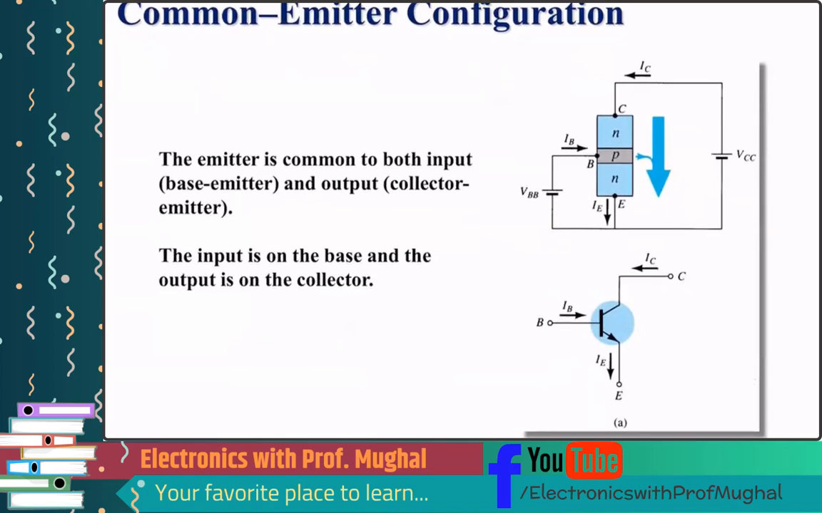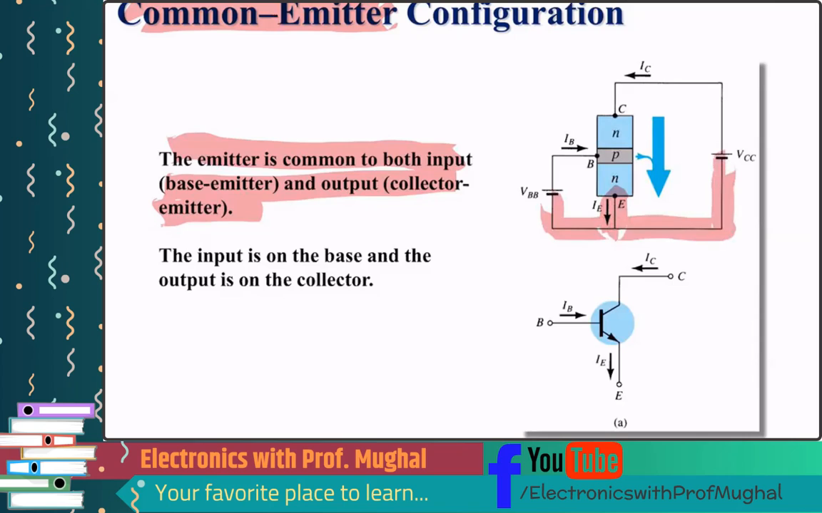Common emitter configuration. The emitter is common to both base and collector. Okay, we did common base configuration. This is common emitter. Like I told you, you have to go by the name. Common emitter means the emitter terminal, which is this terminal, is going to be connected to the ground, and it's going to be common to the base and also to the collector.